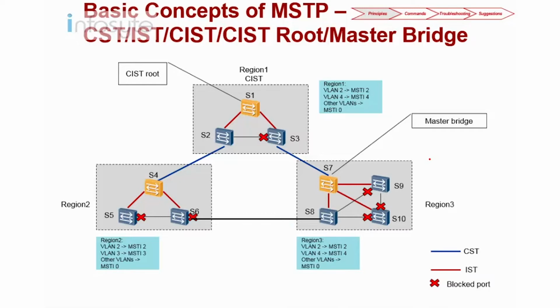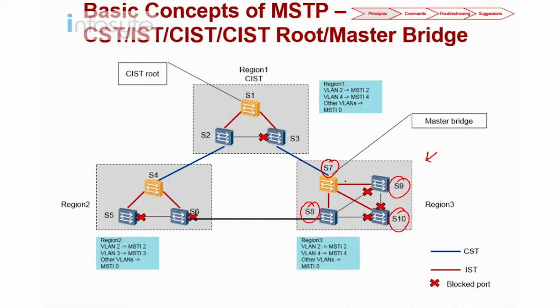Now let's zoom into region 3. As you can see in region 3, we have switches S7, 8, 9, and 10. You can also see that we have the IST, instance 0. As you can see, the configuration here in region 3 is a mesh topology.